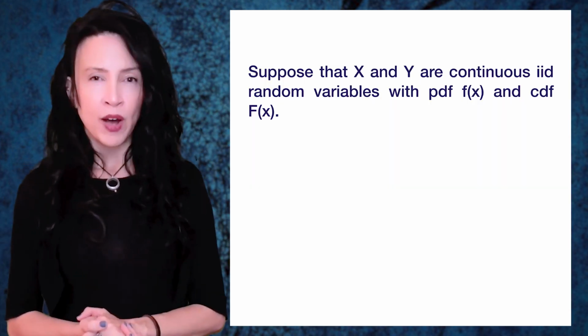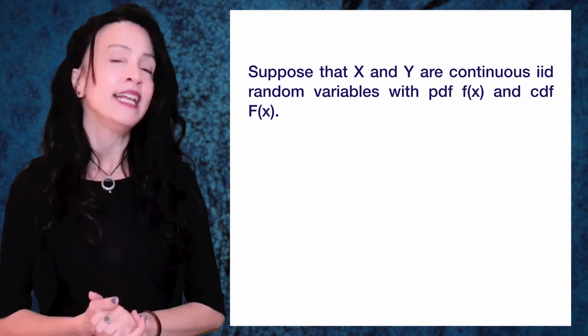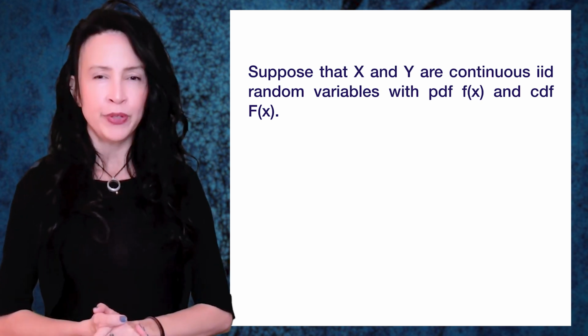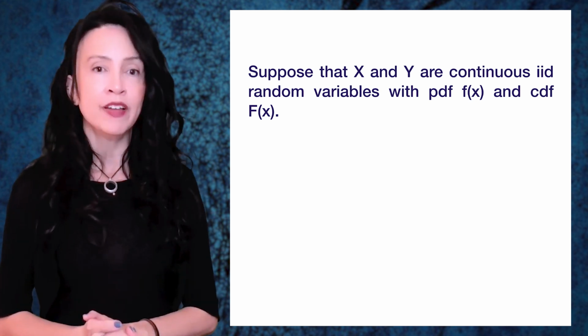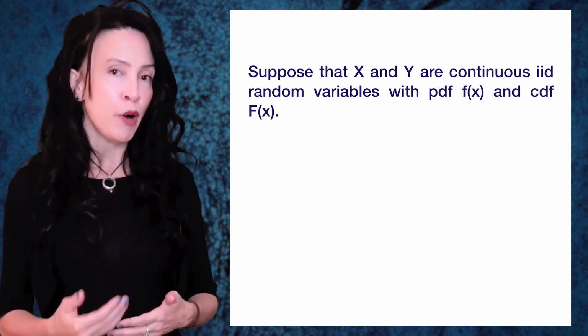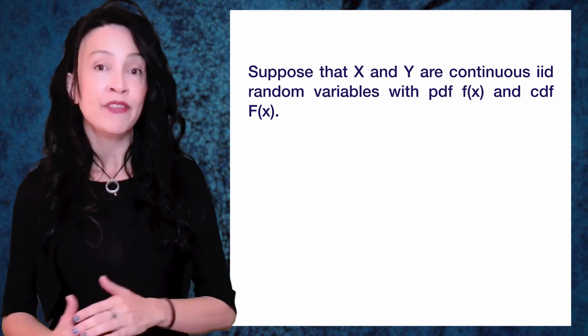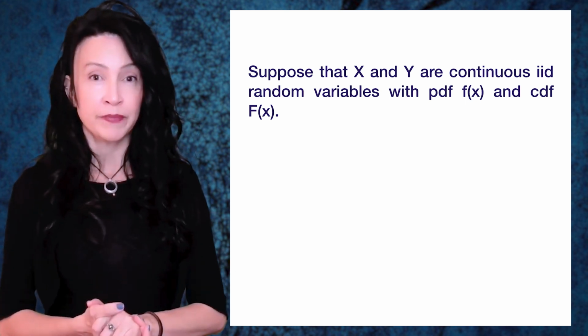Today's hypothesis test for independence will be valid for any continuous one-dimensional distribution. It actually is not specific to the uniform distribution, which is how we're going to use it. We want to test our random number generators. So suppose that capital X and capital Y are IID, independent and identically distributed random variables with some common PDF, lowercase f, and some common CDF, capital F. The PDF is the probability density function, and the CDF is the cumulative distribution function.